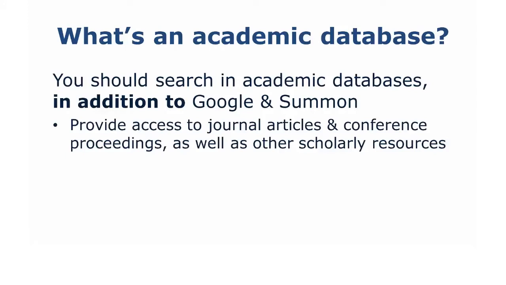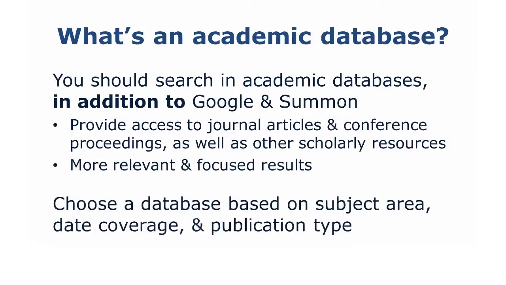Databases provide access to journal articles and conference proceedings, as well as other scholarly resources. You get more relevant and focused results because they have better quality control and search functionality. You should choose a database based on subject area, date coverage, and publication type. Interfaces vary between databases, but the search techniques remain essentially the same.